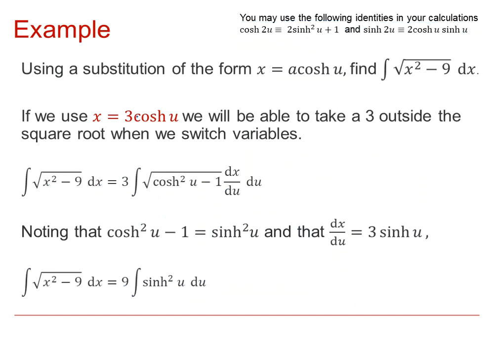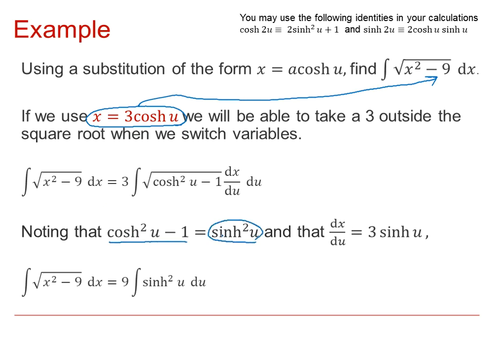So the couple of things to look out for here are the sensible substitution of x equals 3 cosh u, noting that 3 squared would link nicely with that 9, and that has allowed us to produce a much nicer integral. We've also used the fact that cosh squared u minus 1 can be written as sinh squared u, which has resulted in this new integral.